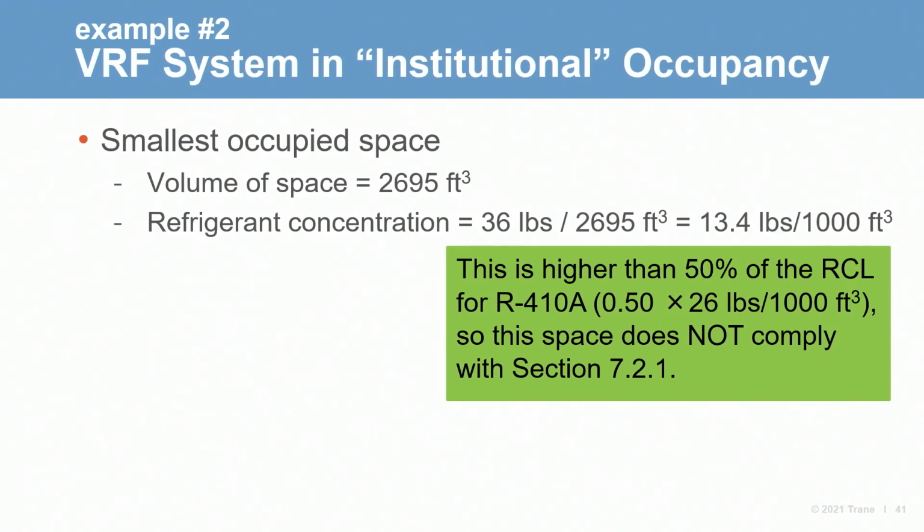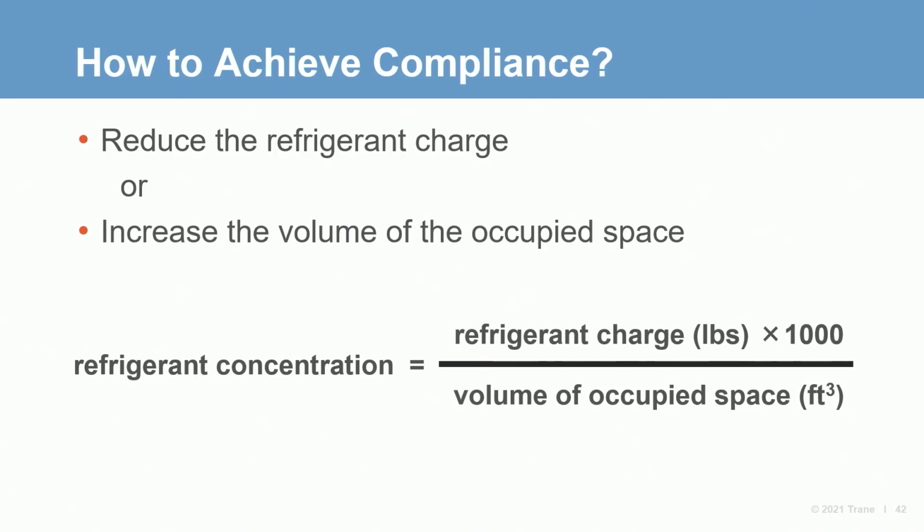So what can we do? To lower the refrigerant concentration, you have two choices. You can either reduce the refrigerant charge or increase the space volume. As John mentioned, one way to increase the volume is to use connected spaces. If adjoining spaces are connected by permanent openings, their volumes can be combined.